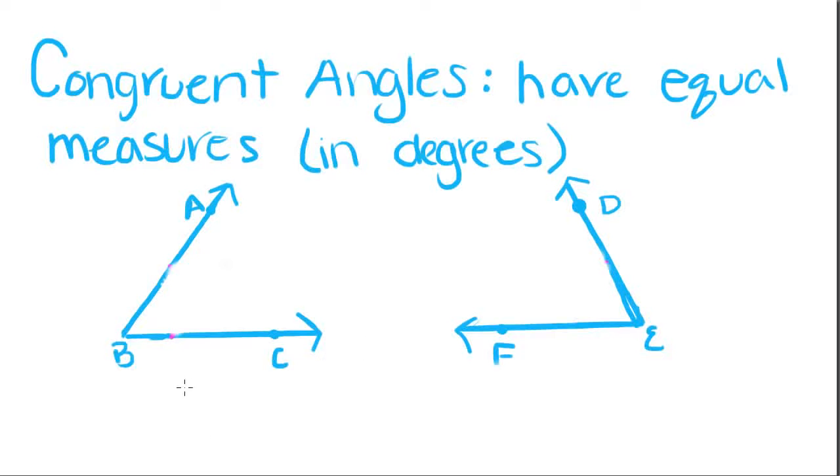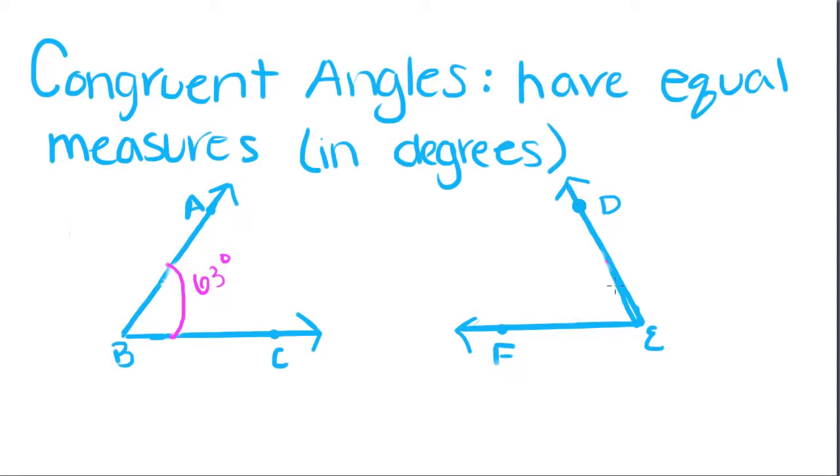Okay, so we're going to start off with congruent angles. Congruent angles are just angles that have equal measures, and we measure angles in degrees. So we have right here angle ABC, and if we measured it, we would find that the measure of angle ABC is about 63 degrees.